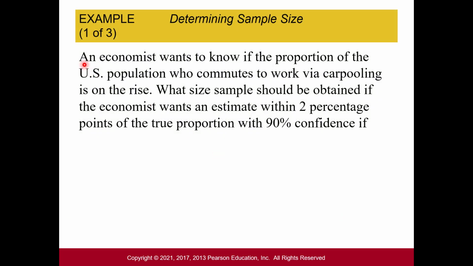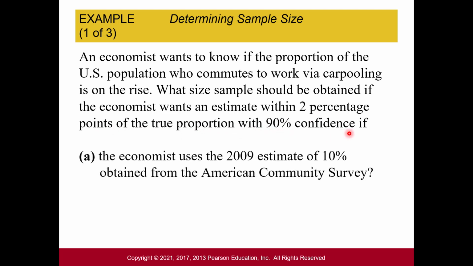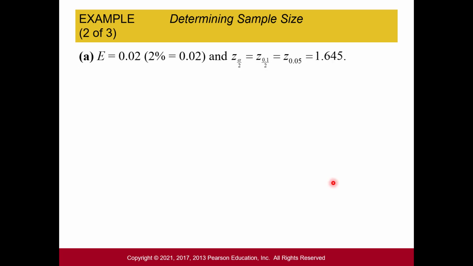So let's try this example. An economist wants to know if the proportion of U.S. population who commutes to work via carpooling is on the rise. What size sample should be obtained if the economist wants an estimate within 2 percentage points of the true proportion with 90% confidence if the economist uses the 2009 estimate of 10% obtained from a survey? And then we'll do a part B in just a minute.